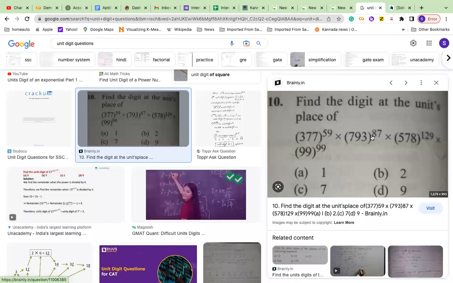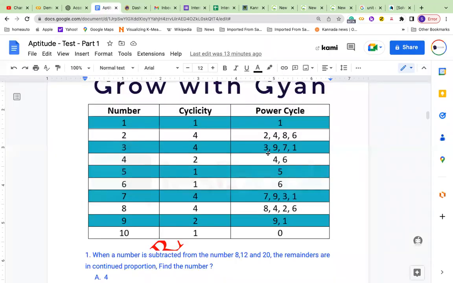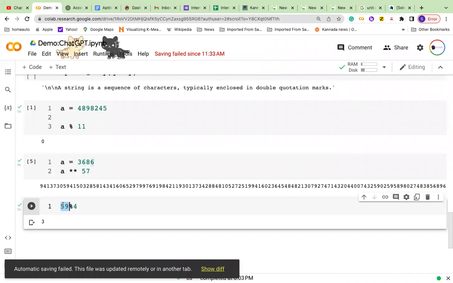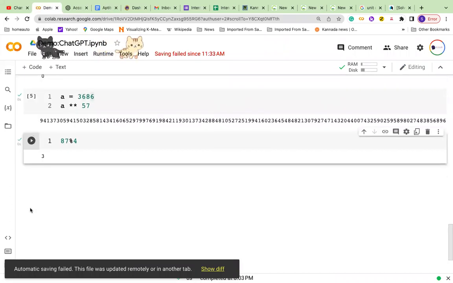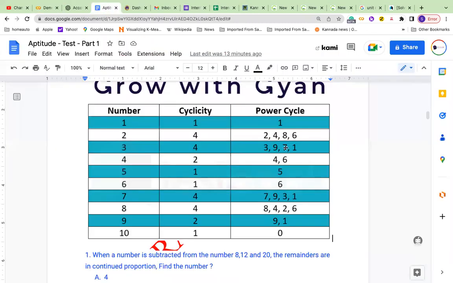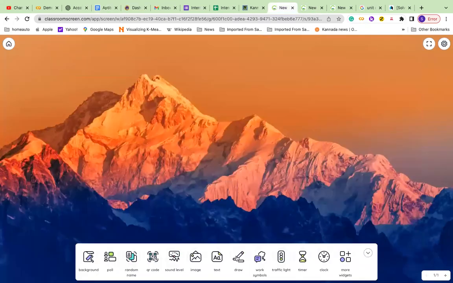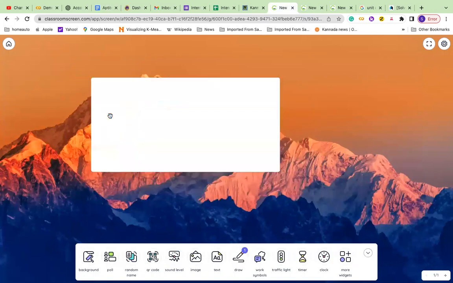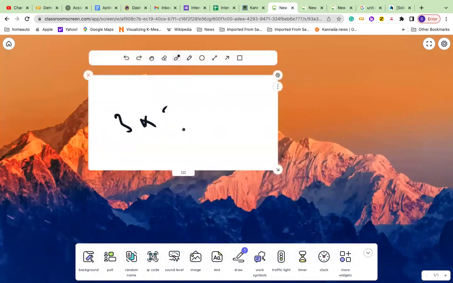So this is 3 into 3 to the power of 87. 87 is a 3 cycle. What is the 3 cycle? Again 4: 3, 9, 1. So what is the modulus of 87 by 4? Modulus is again 3. So what is the 3rd thing? 3, 1, 2, 3. So 7. So it is 3 into 7.